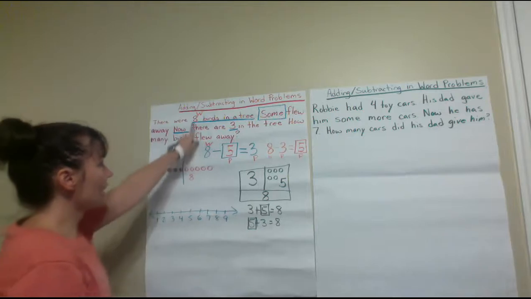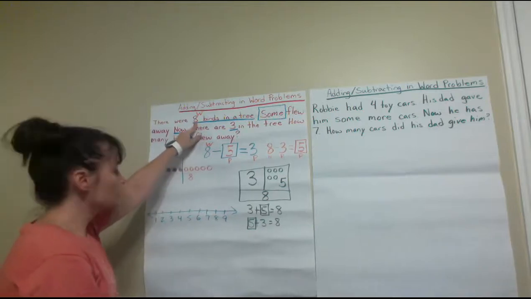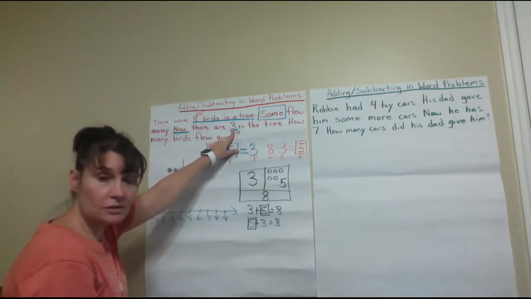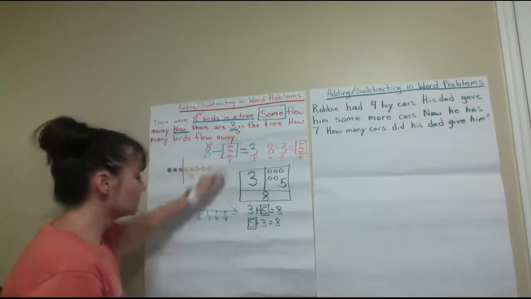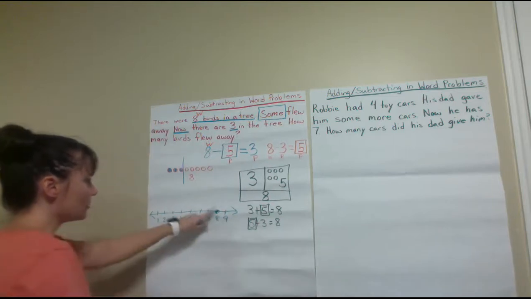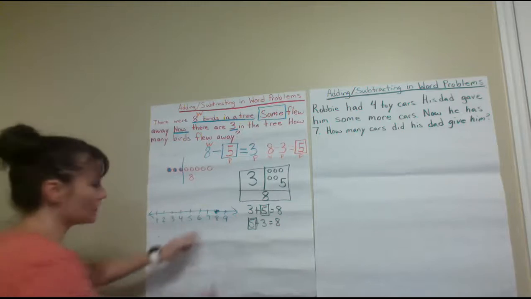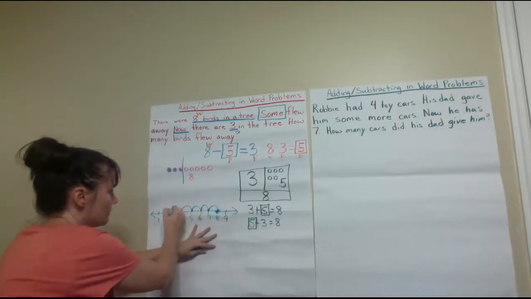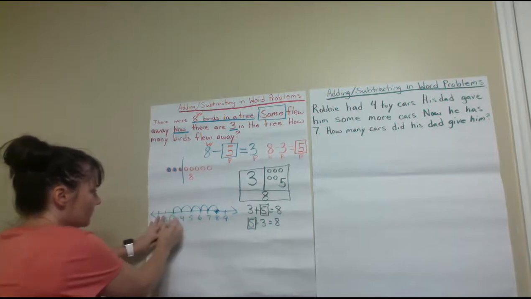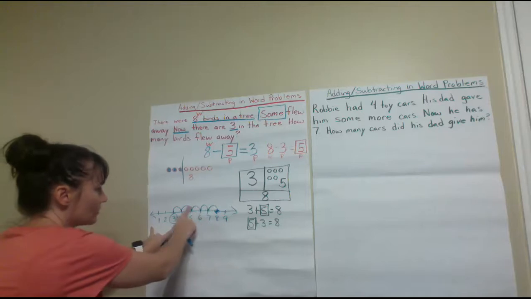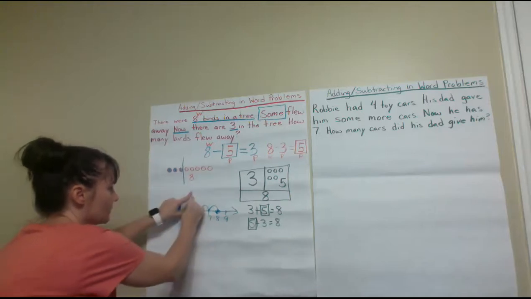Again, I know that I had 8 birds, and I know I'm going to end with 3. So let's see if we can figure out the other part. I'm going to start at 8, and I'm going to count back until I get to my 3. 1, 2, 3, 4, 5. I stopped at my 3 because that is how many were left. If I count my hops, I knew that I subtracted 5.